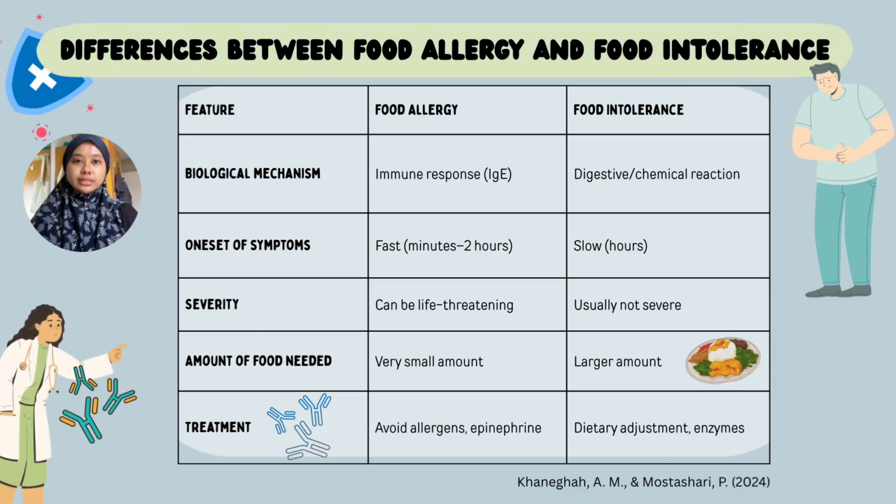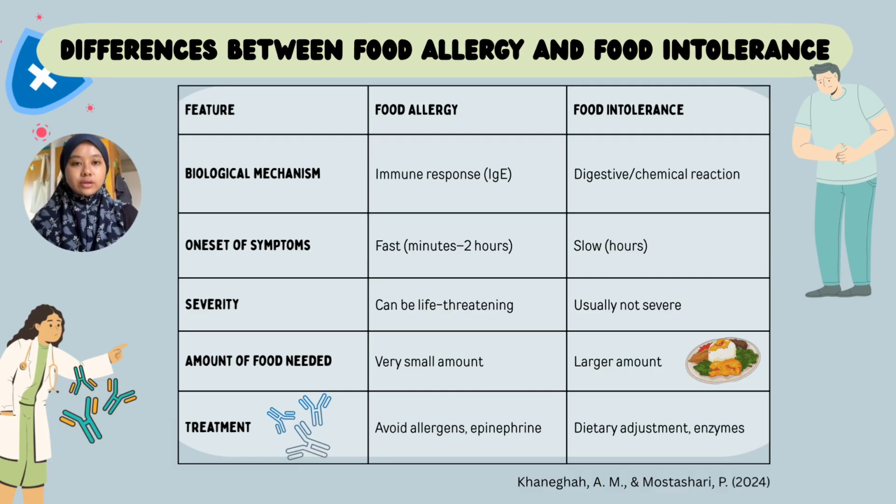So moving to the next, I will explain the difference between food allergies and food intolerance. Even though these two sound similar, they are actually very different in terms of how they happen, the symptoms, and how we manage them. First, let's look at the biological mechanism. A food allergy happens when the body's immune system reacts to a certain food. It involves the production of IgE antibodies to treat the food as a threat.